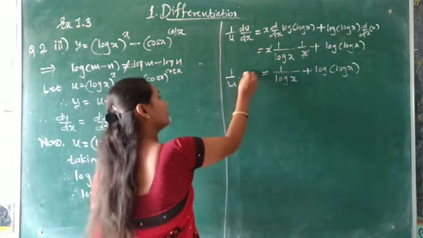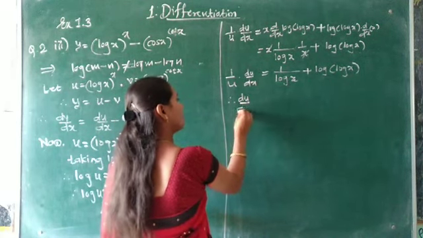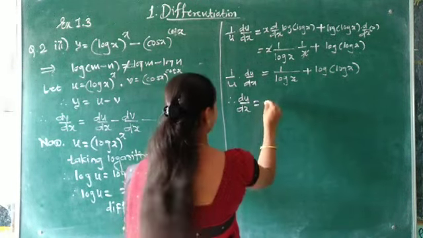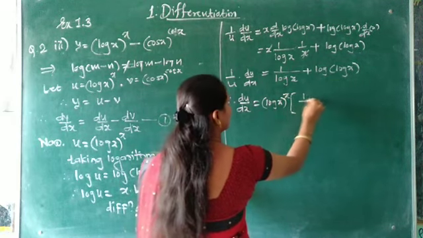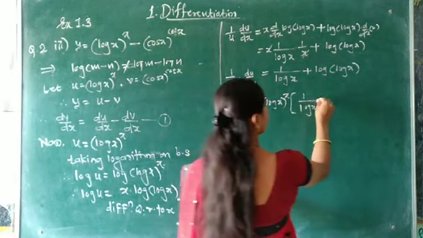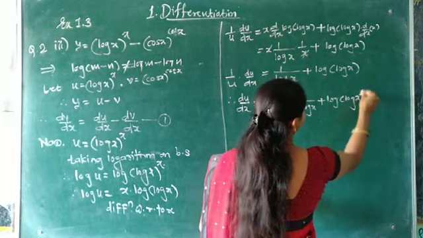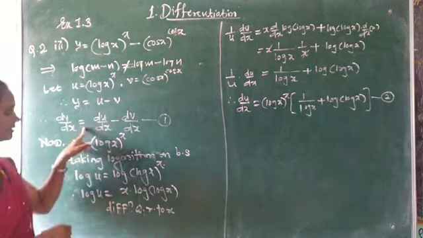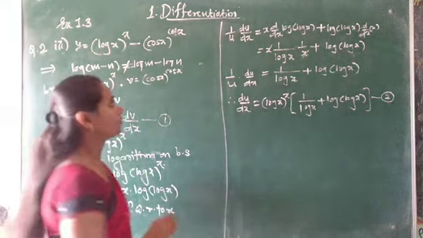So we have 1 upon u into du upon dx, but we have to find the value of du upon dx. So write the value of u. What is u? (log x)^x, in brackets 1 upon log x plus log of log x. Here I am using the value of u directly. Say this is equation number 2; this was our equation number 1. Now we have to find dv upon dx.